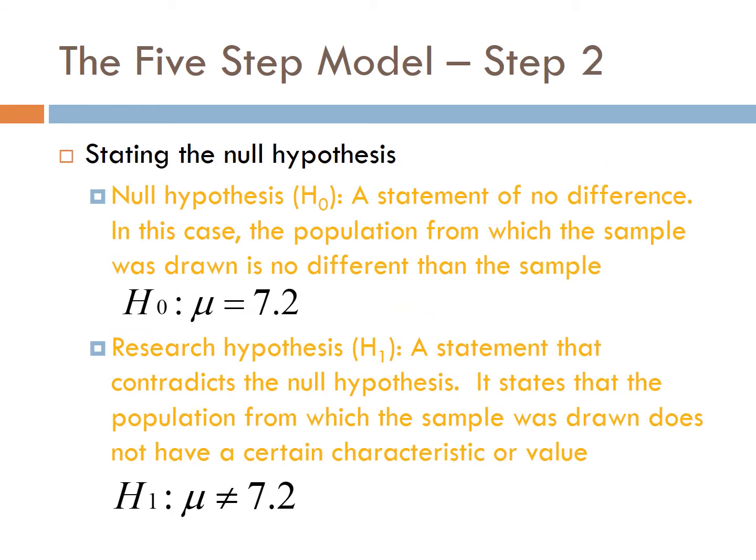So step 2, state the null hypothesis. In this class, it's always going to be that there's no relationship between the independent and dependent variable. The example that we have is a statement of no difference. In this case, the population from which the sample was drawn is no different than the sample. And the research hypothesis in this example is that the population from which the sample was drawn does not have a certain characteristic or value, and there's going to be a relationship. Also in this class, there's always going to be a relationship between independent and dependent variables. It could be increases or decreases.